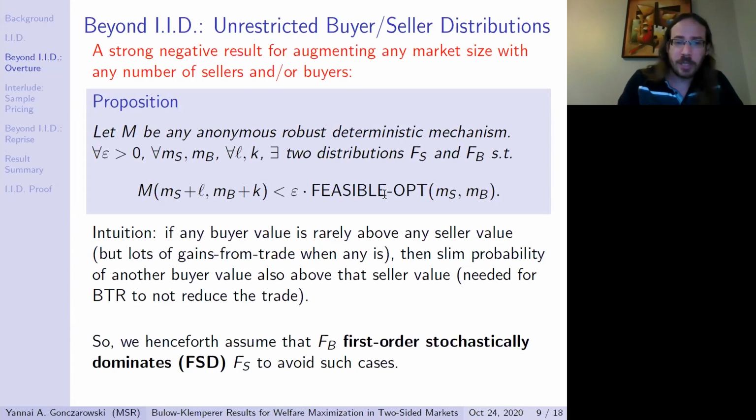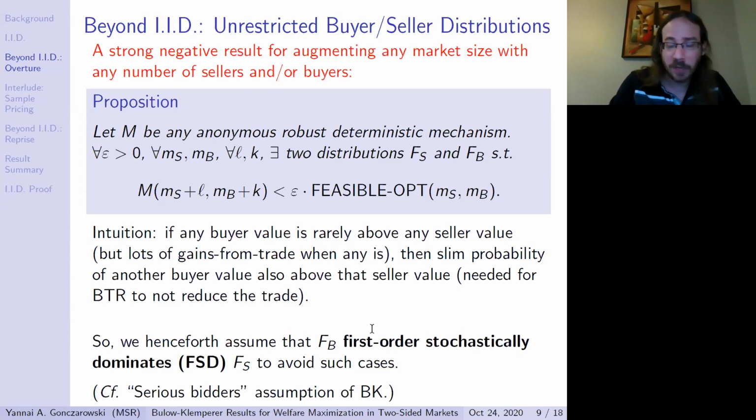And for this reason, for the rest of this talk, we're going to assume that FB first order stochastically dominates FS to avoid these cases. And this should be compared with Bulow-Klemperer's assumption of serious bidders. So you all know that Bulow-Klemperer requires regularity. We're actually not going to require that. But another assumption of Bulow-Klemperer is that the support of the buyer distribution be such that the minimum of that support is higher than the seller's cost.